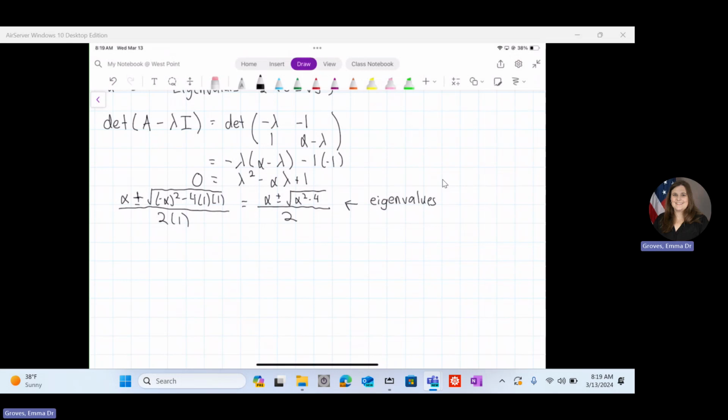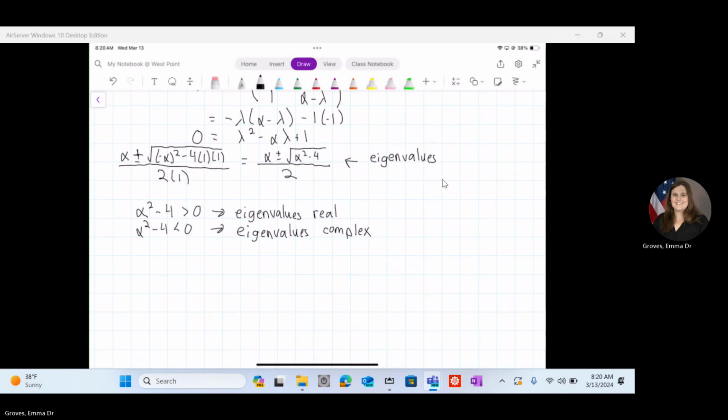Perfect. So if what's underneath the square root, which in this case is alpha squared minus 4, is greater than 0, then your eigenvalues are real. And then if alpha squared minus 4 is less than 0, then your eigenvalues are complex. And then if it's equal to 0, you have a repeat eigenvalue.